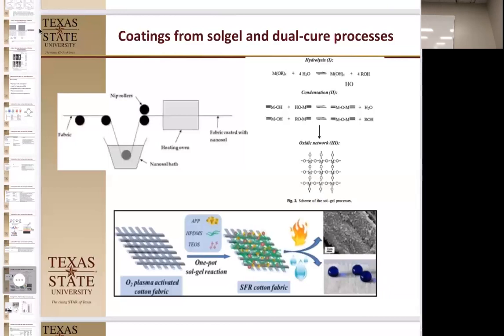So what does that make it? It makes it a viable process. And the fact that they could demonstrate it on fabric. And fabric is a great roll-to-roll thing because that's how it's made and that's how it's processed. So that is a great way to go.